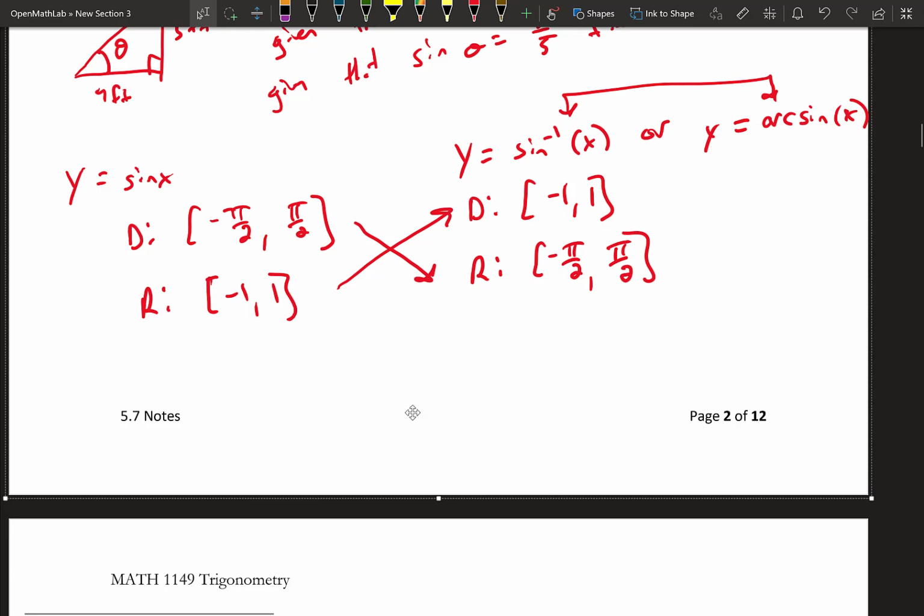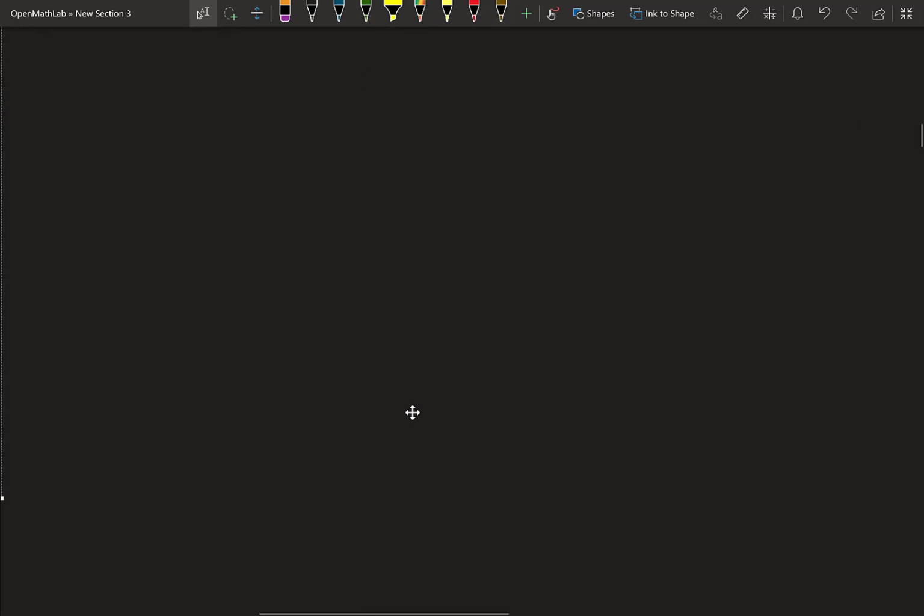All right. So then let me come off to the side here. I'm going to write something up a little more formal about the inverse sine function. I believe this is just taken directly from the textbook. So the inverse sine function is what we're focusing on here.